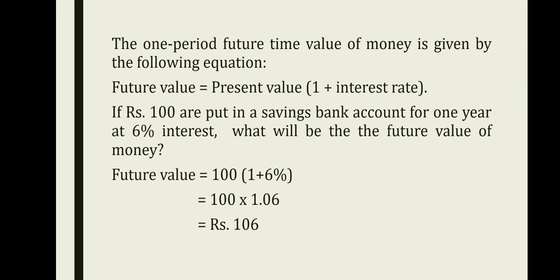If rupees 100 are put in a savings bank account for 1 year at 6% interest, what will be the future value of money? Here the present value is given, that is rupees 100. Interest rate is 6%. We have to calculate the future value. So future value is equal to present value, that is 100, into 1 plus interest rate, which is given as 6%. When you simplify this, you get rupees 106. Therefore, the future value of rupees 100 is rupees 106.